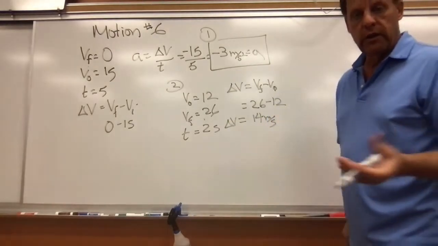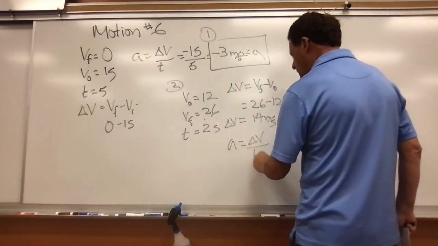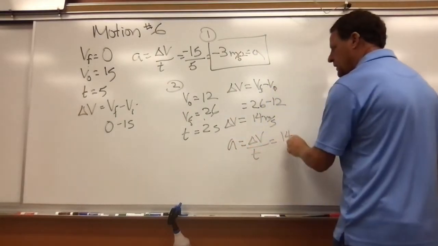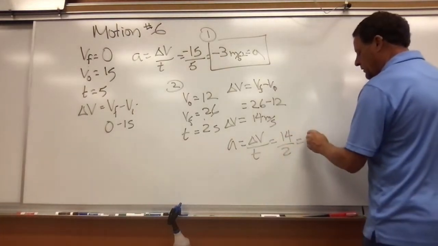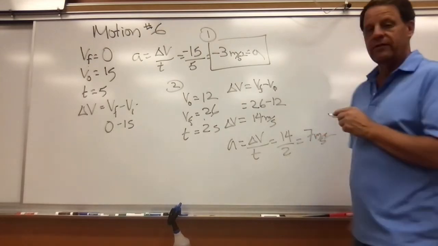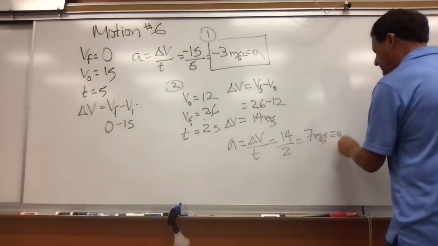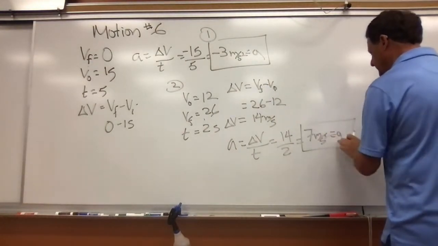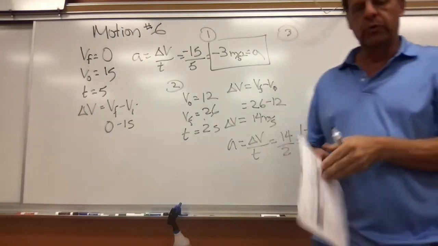Again, you guys, we're looking for acceleration. Acceleration is delta V over T, which is 14 divided by 2. So that's going to be an acceleration of positive 7 meters per second squared. All right, that is question number 2.